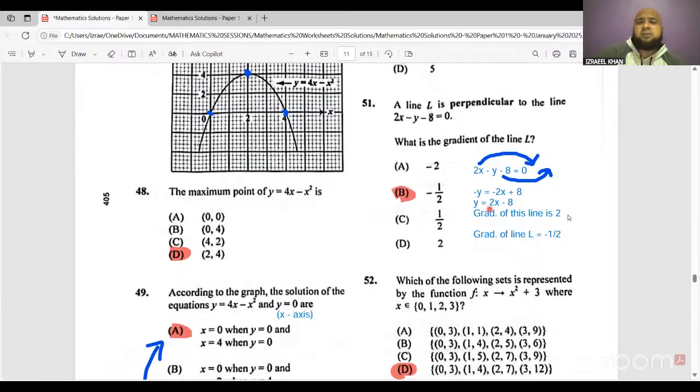That gradient, which is 2, can help us find the gradient of L. L is perpendicular. With perpendicular lines, what we do is take the gradient of one of the lines and get the negative reciprocal of that to be the gradient of the other line. So the negative reciprocal of 2 will be minus a half, which will be the gradient of the perpendicular line, in this case, the gradient of L. So that's B as in bat.